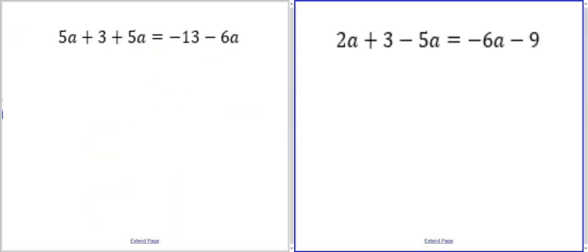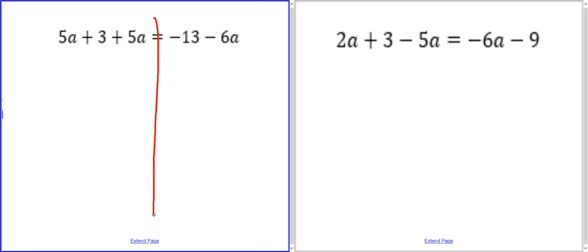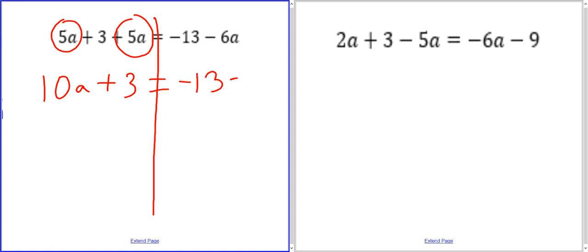Okay, these next two, in order to solve these two, first you're going to need to combine like terms before you solve. So I'm going to draw my line. So combining like terms, I have 5a plus 3 plus 5a. Those are like terms. So I'm going to combine them. So 5a plus 5a is 10a. And then my plus 3 equals, and then on the right side there's nothing to combine. So I'm just going to write negative 13 minus 6a.